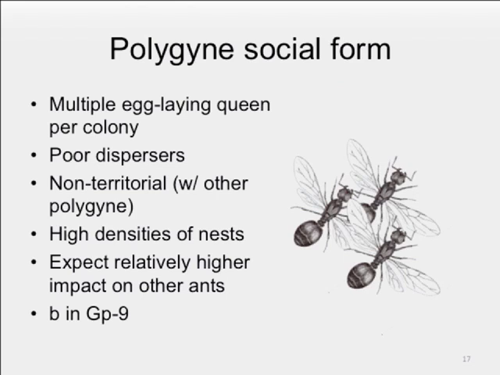In contrast, the polygyne social form, polygyne means multiple queens. They have multiple egg-laying queens per colony. They're relatively poor dispersers, so if they have mating flights, they're low to the ground, or more commonly, they disperse on foot by budding off of their natal colony. And the workers are non-territorial against non-nest mates of other polygynes. So you can get intermixing of colonies, and so they establish at these high densities because they don't have those discrete territories. And with those higher densities, we should expect relatively higher impacts on other ants.